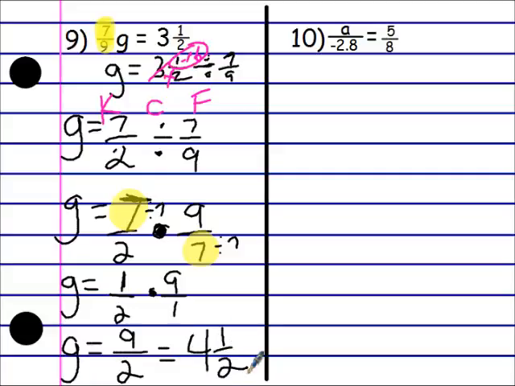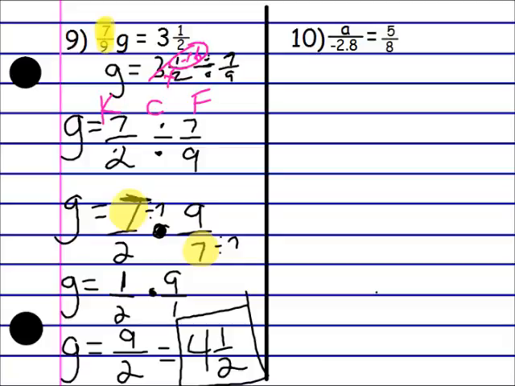Let's look at why. 9 divided by 2. 2 goes into 9 4 times. It's 8. You subtract and get a 1 remainder. So it's 4 1/2.